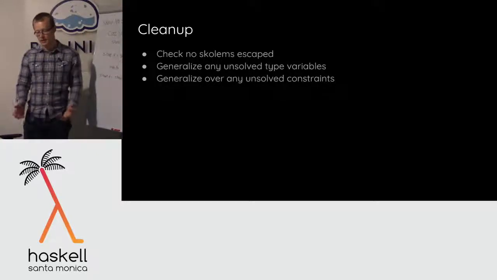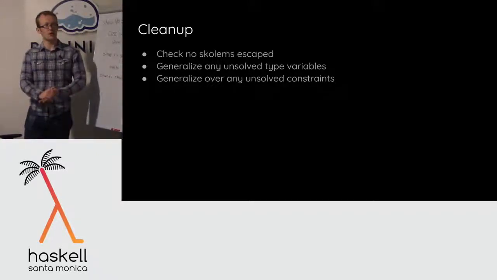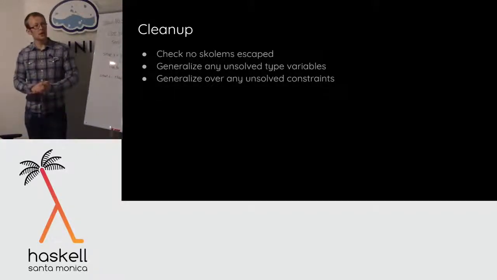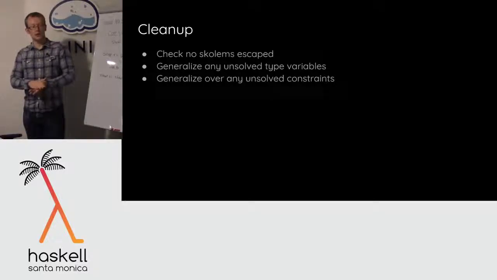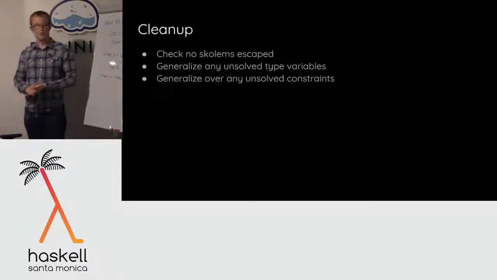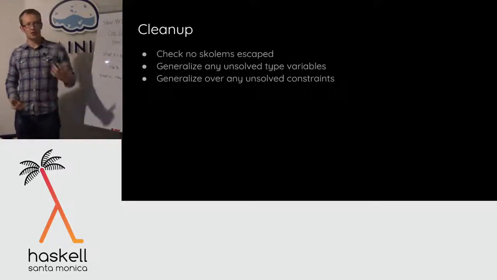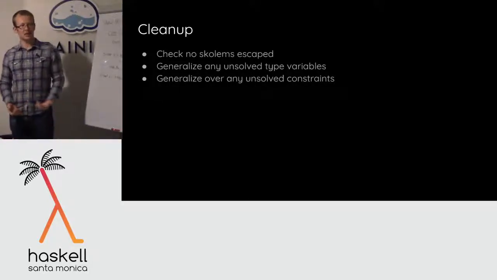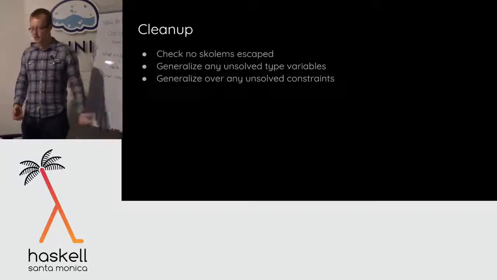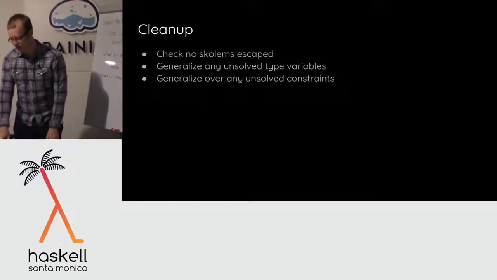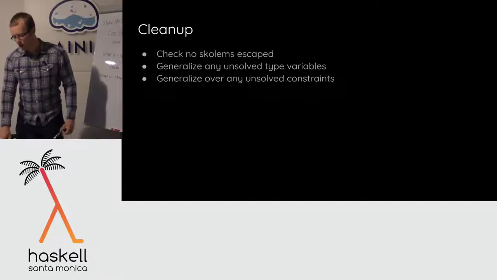Okay, so I already talked about the cleanup step a little bit. The column escape check I already mentioned, and then generalization as well. So, introducing the for alls that we need for any type variables we couldn't solve, and then if there's any constraints we couldn't solve and we didn't have a type signature, we can add the unsolved constraints as constraints on our inferred type. Any questions on that? Nope.